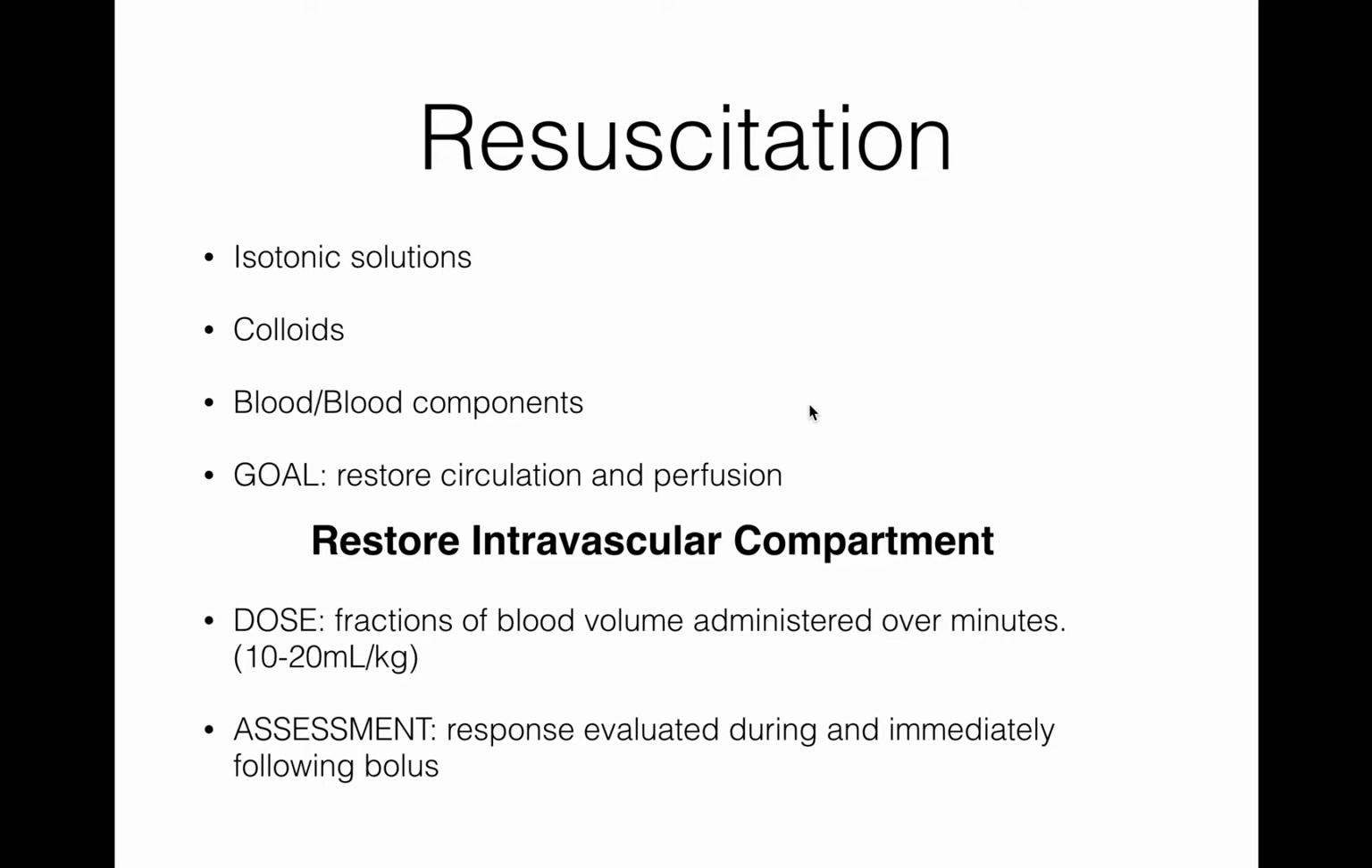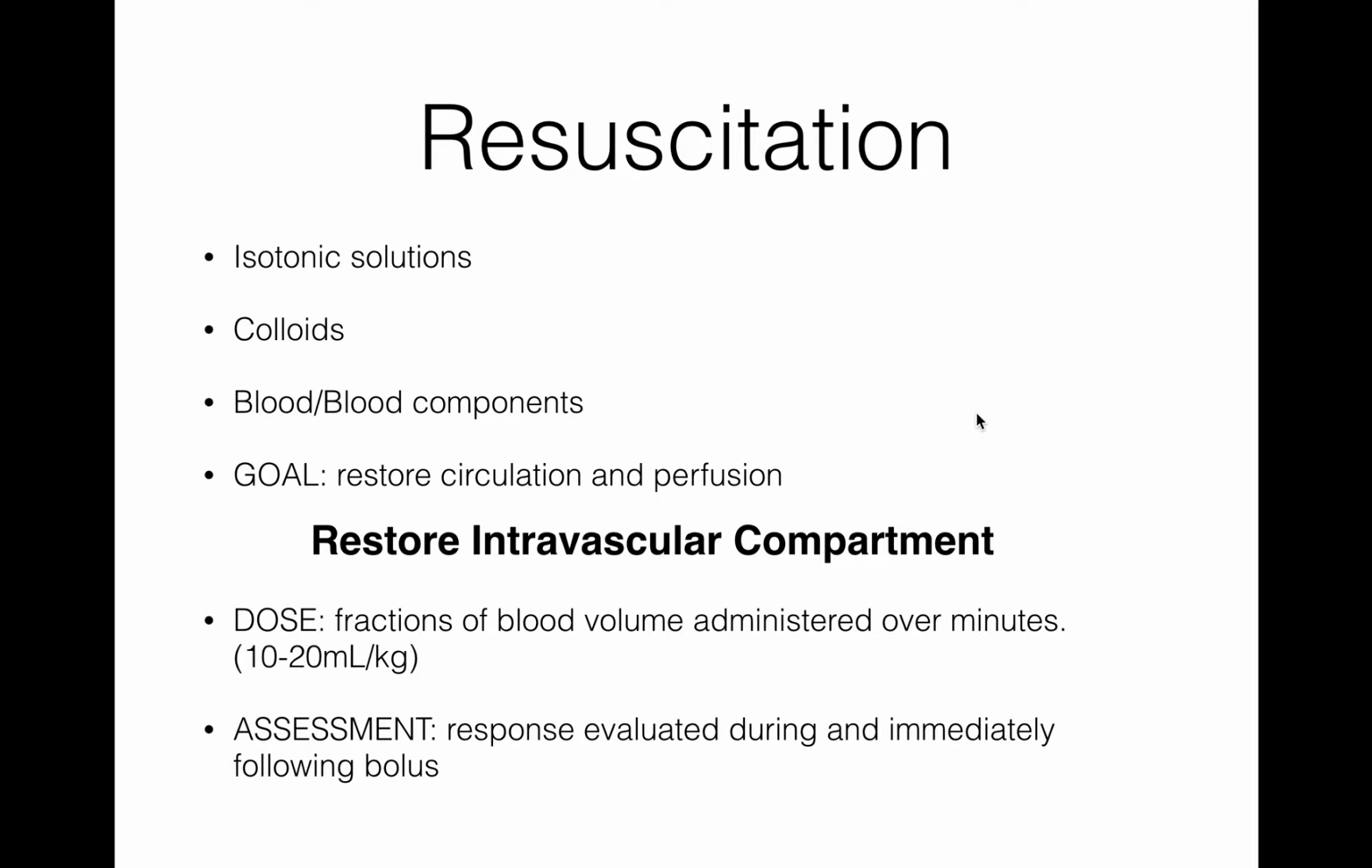The way it should be administered, as I said, is as rapidly as possible, but the next most important thing to consider is when to reassess the patient. As I said, the goal is to restore circulation and perfusion as rapidly as possible, but also to be able to determine whether the patient has benefited from that bolus of fluid and how long that benefit is achieved for. So the assessment of the patient following the rapid bolus needs to be done immediately following the bolus.